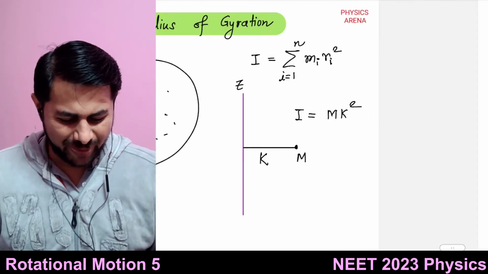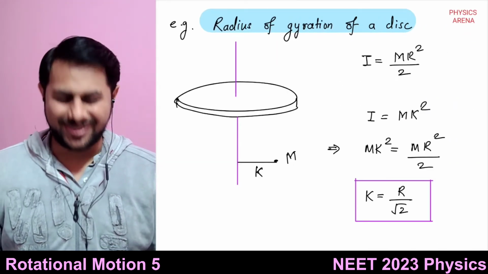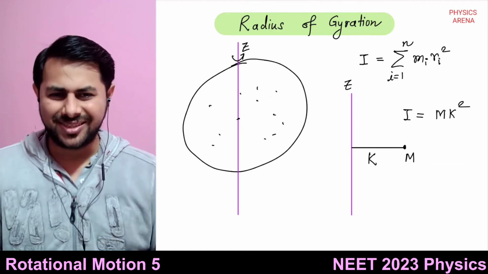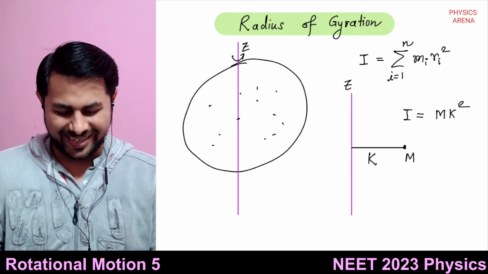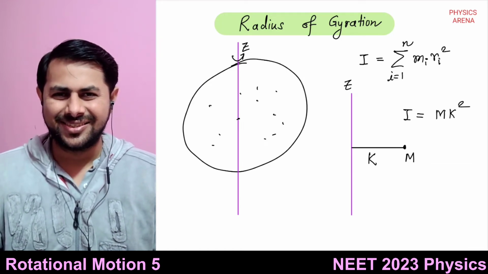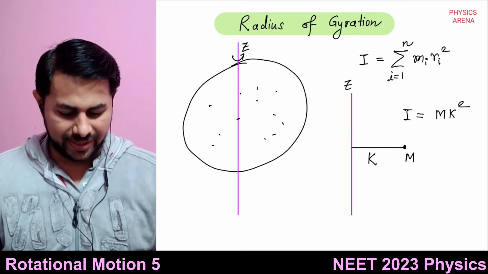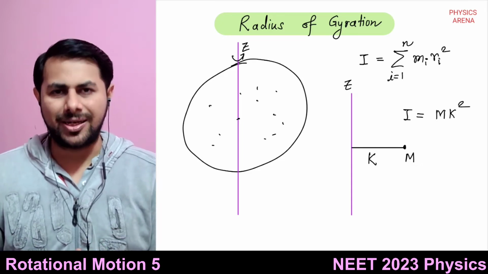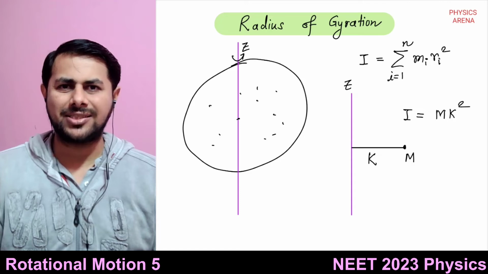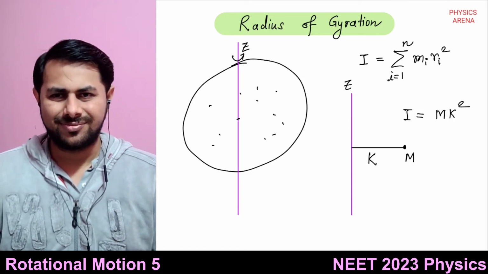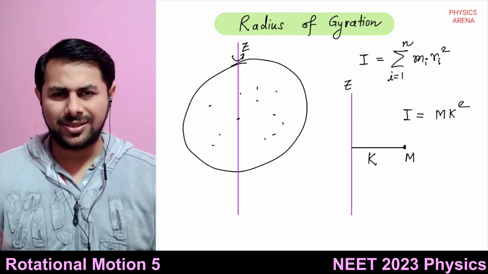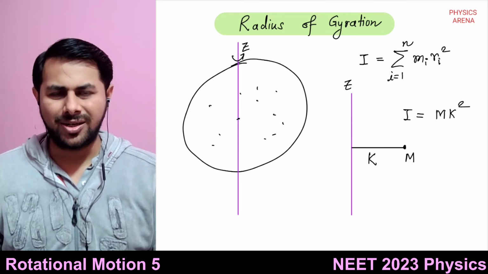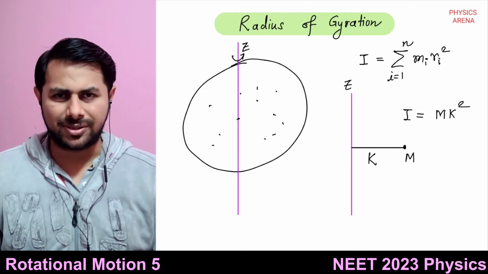Okay, so what is the point of finding out this radius of gyration? Just some extra work, extra exercise? No. It gives us the distribution of mass of a body about an axis of rotation.